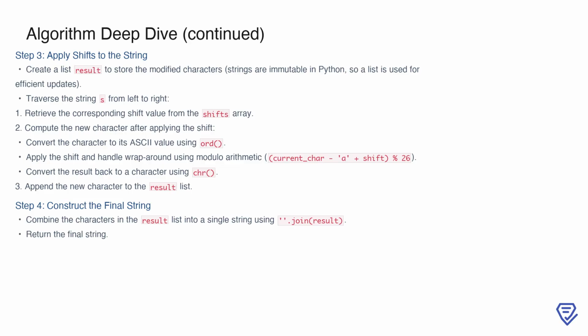After determining the new position, we convert it back to a character using the chr function and append it to the result list. Finally, we combine all the modified characters in the result list into a single string using the join method, which becomes the transformed version of the input string. This approach ensures that the shifts are applied efficiently and that the final output is produced in linear time.